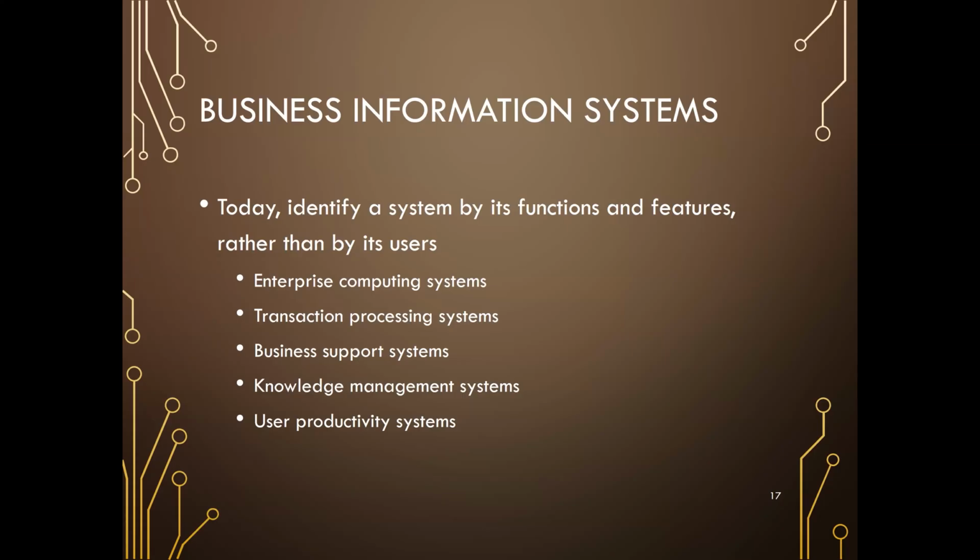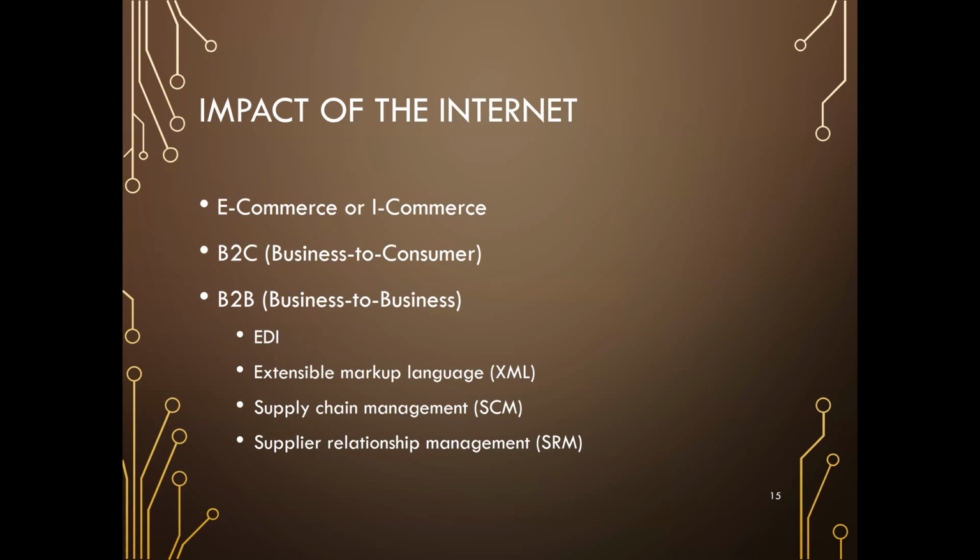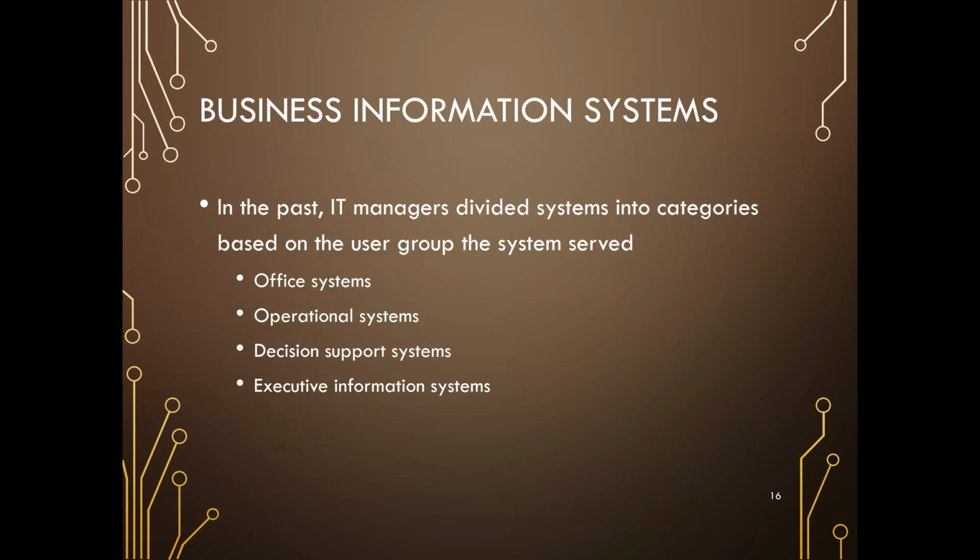In the last class we talked about different types of information systems that we got as time went by. We started from the past, when we had information systems in any kind of organization. In the past, the IT manager classified or grouped the information systems according to the group of users they served. We had office systems, operational systems, decision support systems, and executive information systems.